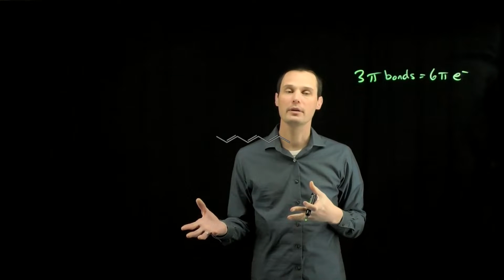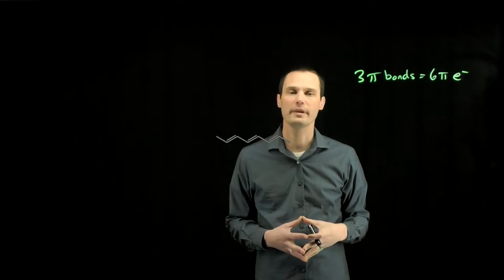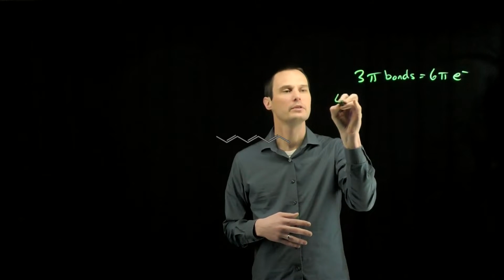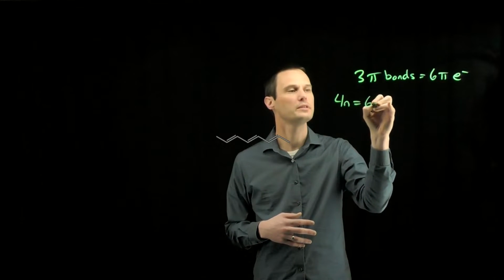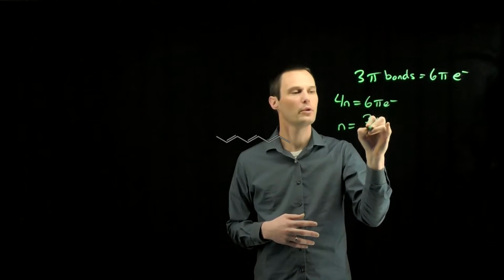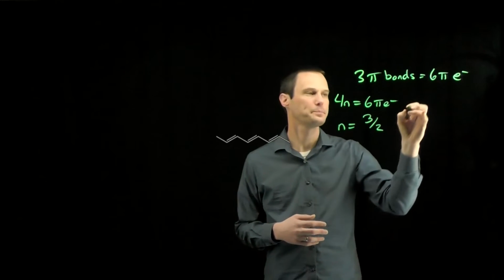We can plug this into our 2 formulas to see which one gives us an integer value for n, and that will tell us whether it's 4n or 4n plus 2. We start with 4n equals 6 pi electrons. That means n equals 6 over 4, or 3/2. This is not an integer.